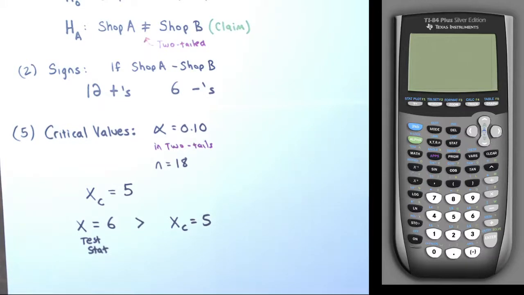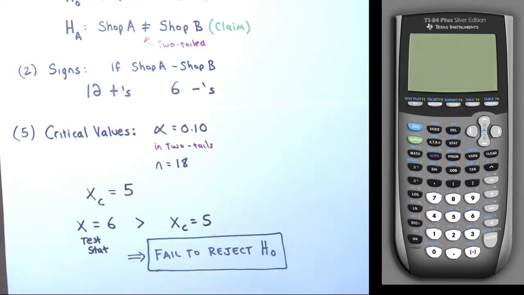So, according to the instruction under the table, we would fail, just like last example, we would fail to reject the null hypothesis. Yet again. Okay. And then the conclusion is going to be the same as the last time.